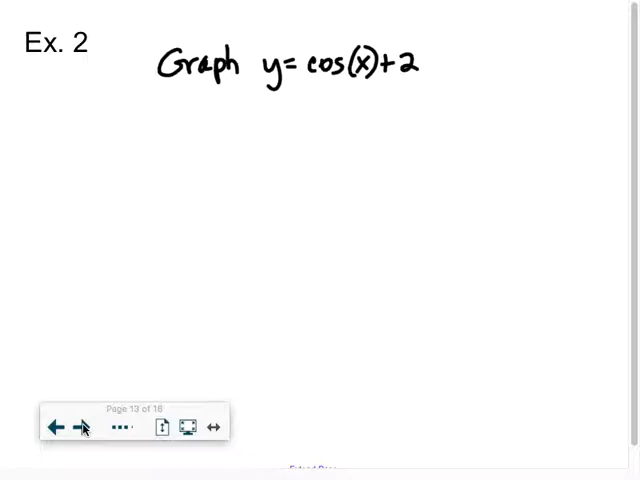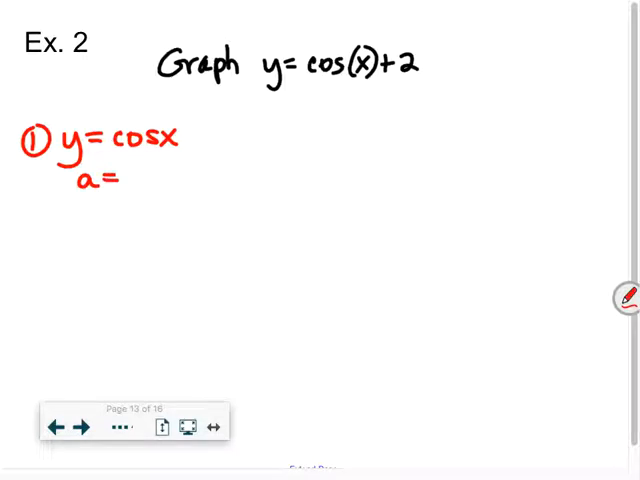Vertical shift is what you think. Okay, so when it's on the outside, it's up, down, what you think. On the inside, it's the opposite of what you think. So, step one, you start with y equals cosine x.